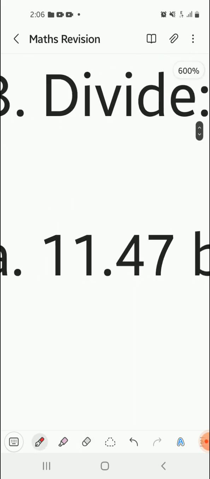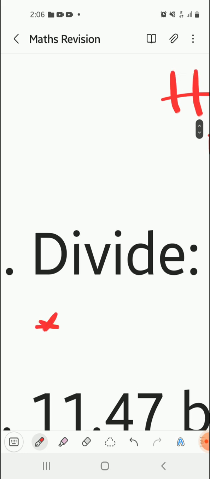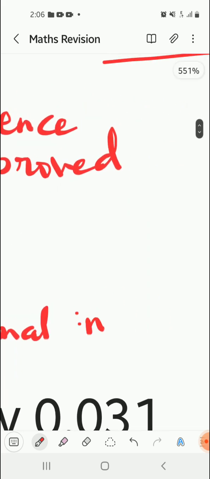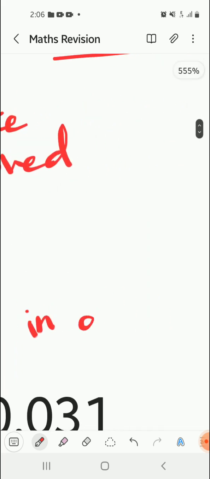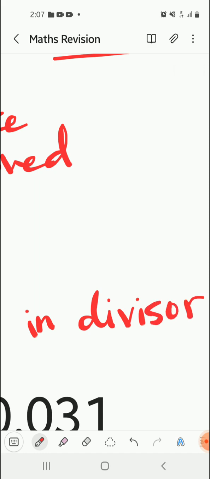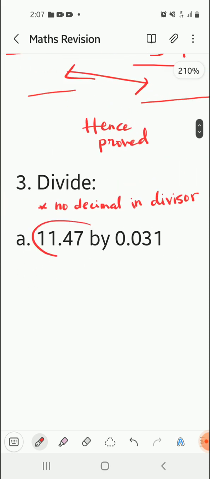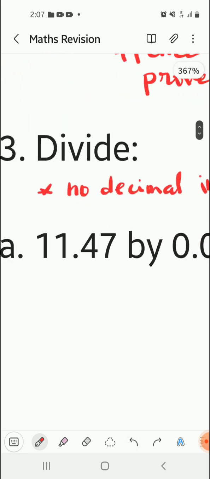That is, you can write it just for your note, that is, no decimal in divisor. There shouldn't be any decimal in the divisor. You have to do everything possible to remove the decimal point from the divisor. Now here in this question, there are decimal places in both dividend as well as divisor. So we need to do something to remove this decimal point from the divisor. So the first step we are going to do is simply write it down like this.